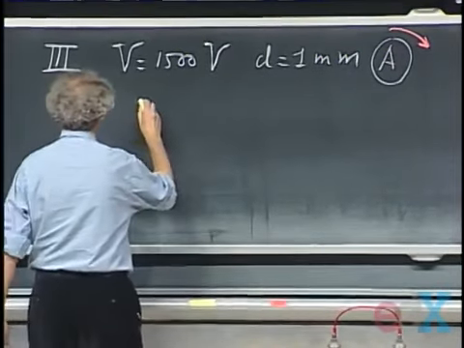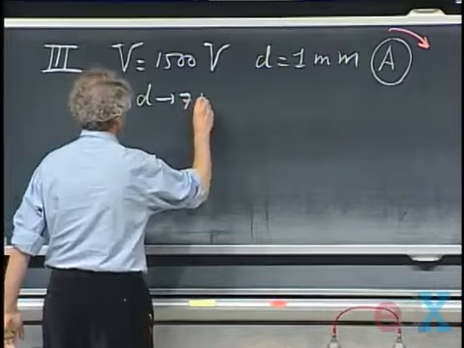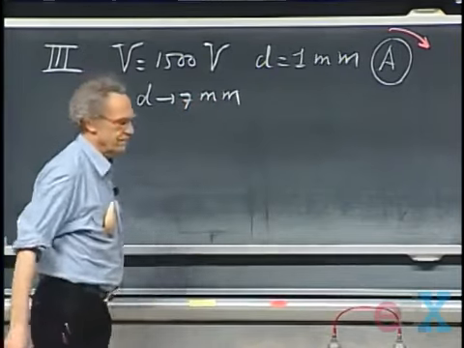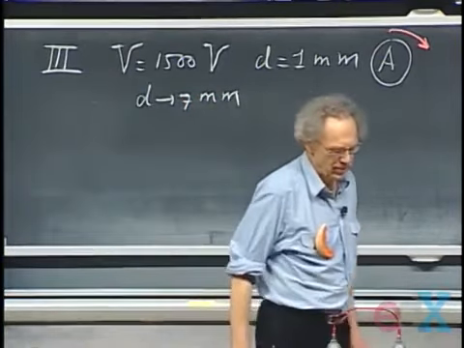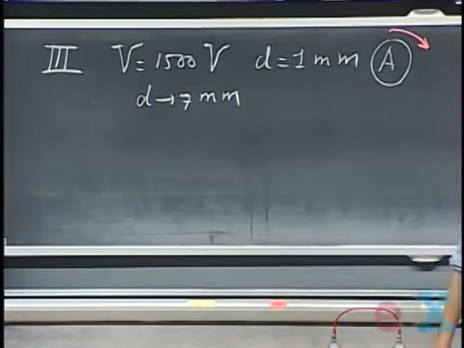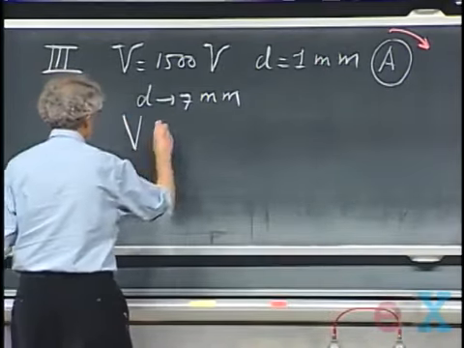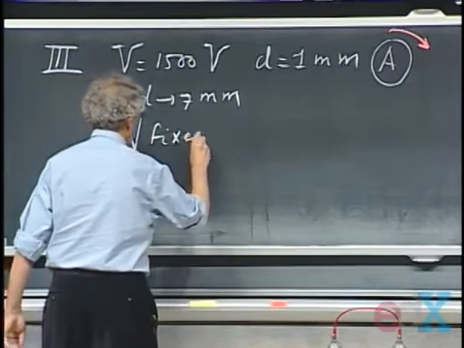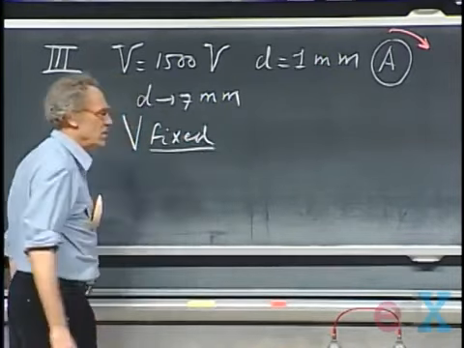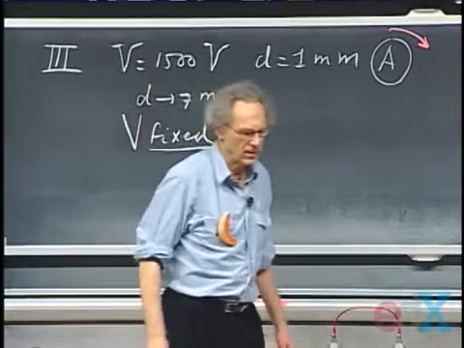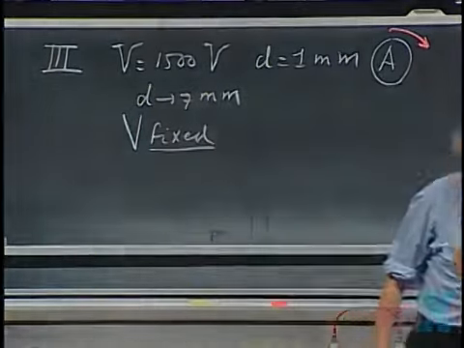Now I'm going to increase D to 7 millimeters. Now something very different will happen from what we saw in the first experiment. The reason is that the potential difference is going to be fixed because the power supply is not disconnected. The power supply stays in place.